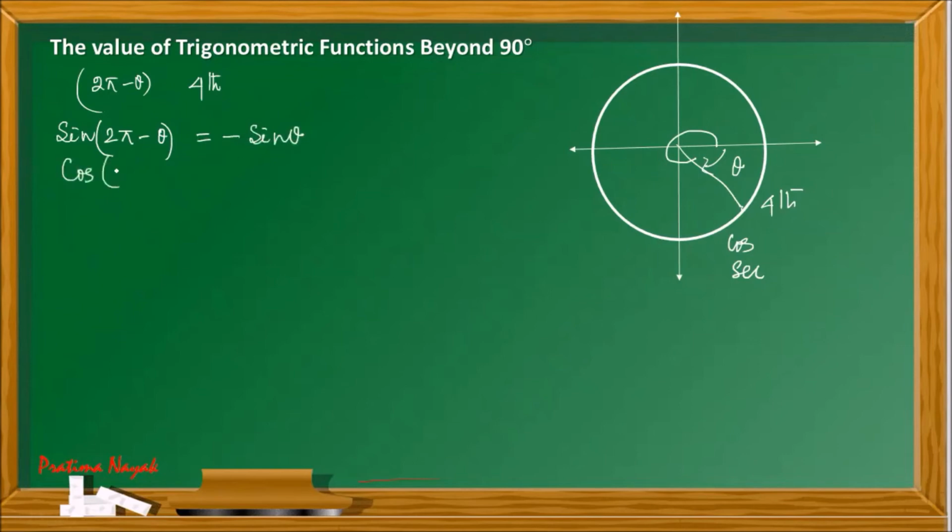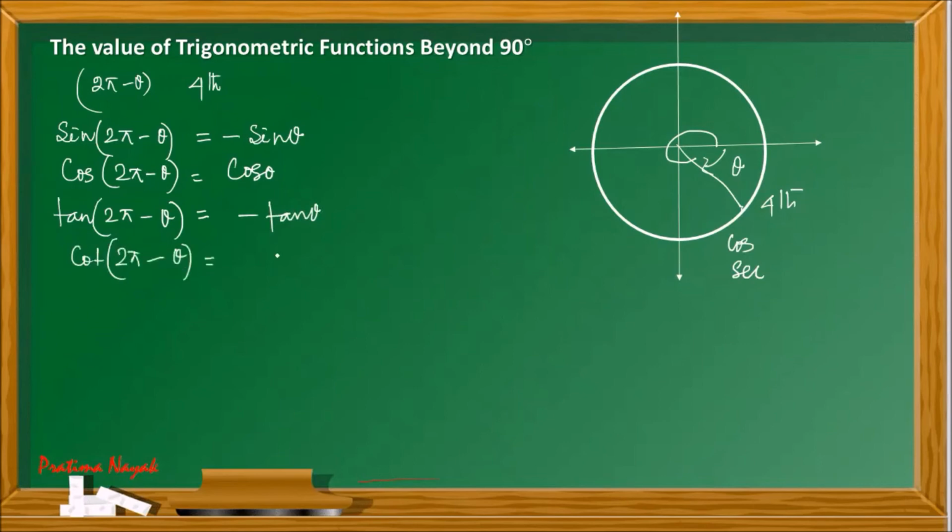Cos 2 pi minus theta is same as your cos theta. Tan 2 pi minus theta is minus tan theta. Cot 2 pi minus theta is equal to minus cot theta. Who will be next? Positive. Sec will be positive. Sec 2 pi minus theta is sec theta. And then cosec 2 pi minus theta is negative.